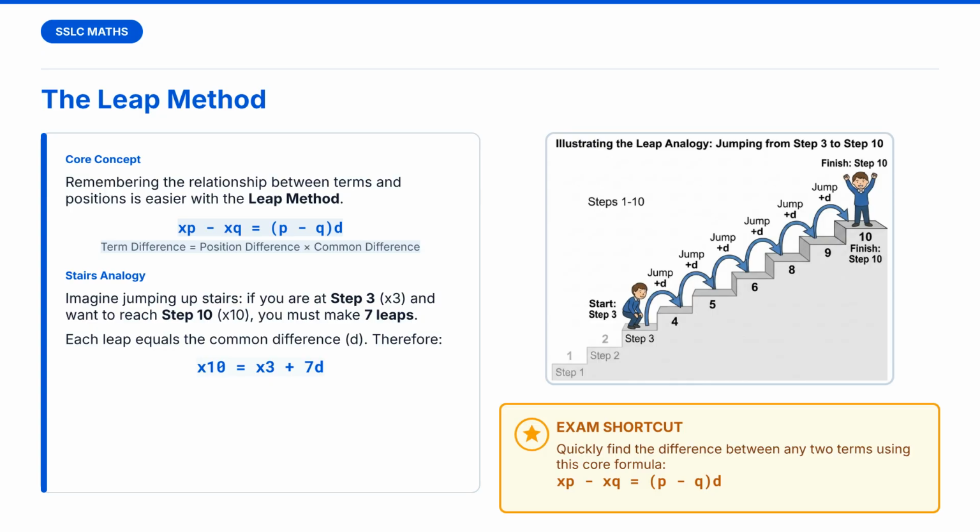The leap method is a helpful way to find the difference between terms. Think of it like jumping upstairs. The difference between two terms is equal to the number of leaps or steps multiplied by the common difference.